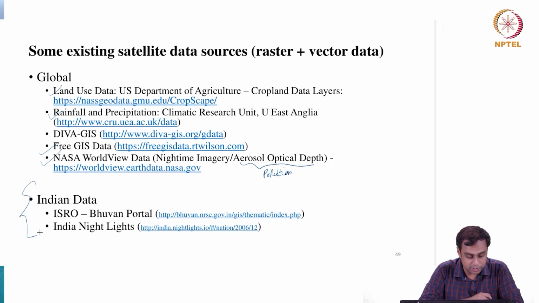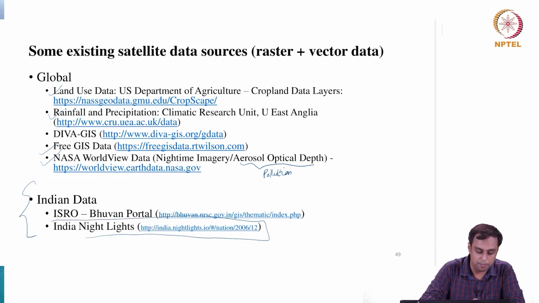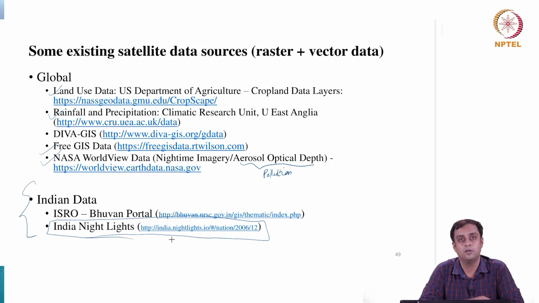The most interesting of those, which is actually interesting to me, is the Indian Space Research Organisation's Bhuvan portal. We will look at this data in some detail. It has many interesting features. And then there is the India Night Lights data, which we saw at the beginning of this course, where I showed you data on night lights and how they are changing over time in India. This data set is also used to delineate the economic development metrics for the Economic Survey of India.